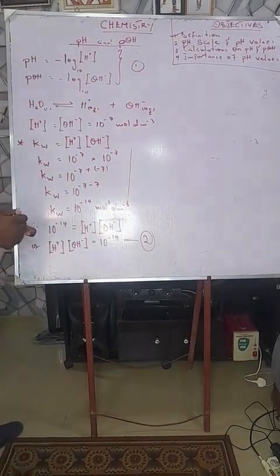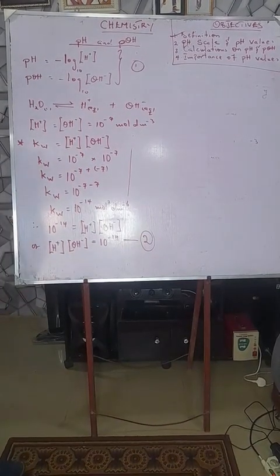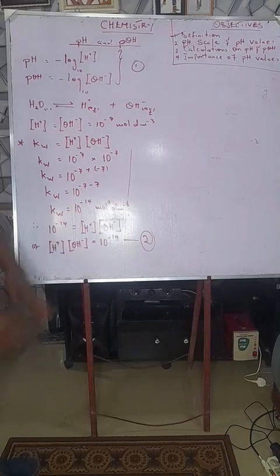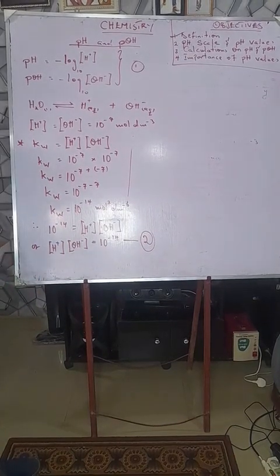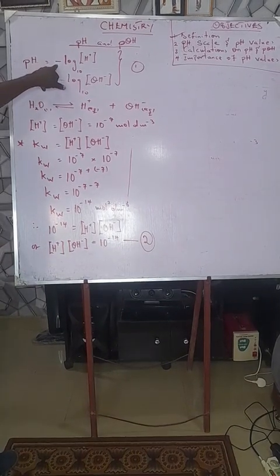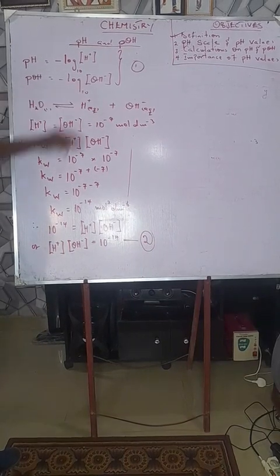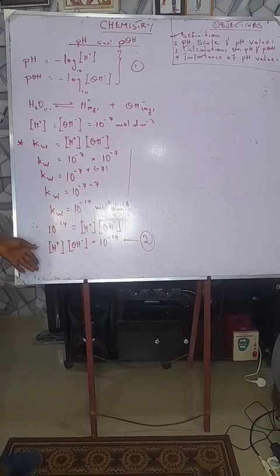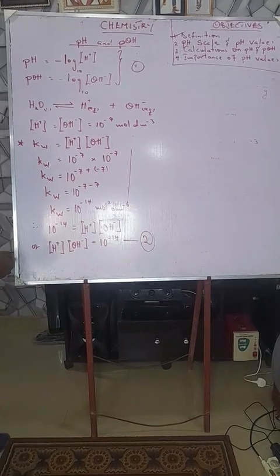In case they give us another question that is asking us, if they give us OH minus, concentration of hydroxide ion, and they want us to calculate the concentration of hydrogen ion, this is the formula you will use. Remember, if they tell you calculate pH, this is the formula you will use. If they tell you calculate pOH, this is the formula you will use. If they now tell you calculate hydrogen ion concentration when you are given hydroxide ion concentration, this is the formula you will use.